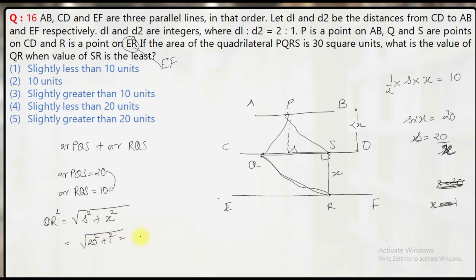So 20 square is 400 plus 1 will give you root of 401. And root of 401 would be slightly more than what? 20. So my answer will become what? Slightly greater than 20 units. Since the values were not given, but it was given that D1 and D2 both are what? They are integers. Fine.